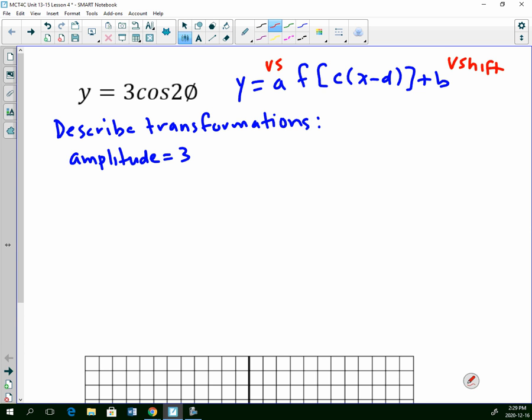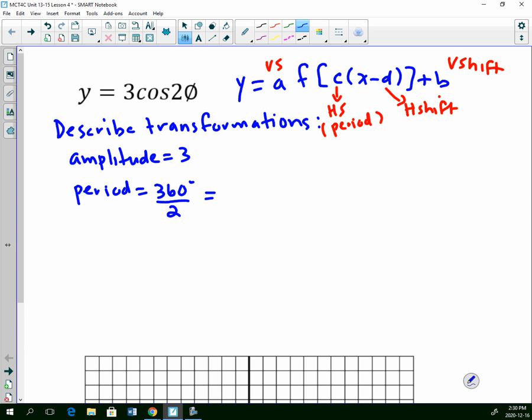Inside the brackets, we might have a horizontal stretch, which will affect the period, and we might have a horizontal shift. This one has a C value, so that is going to affect the period of the graph. A normal period of a sine and cosine curve is 360. If we have a value of C, that is either going to stretch it or compress it in the inverse way. So the 2 will divide the 360 by 2, so the period will be 180. The 2 means that I'm going to get the graph in twice in the normal 360 degrees.